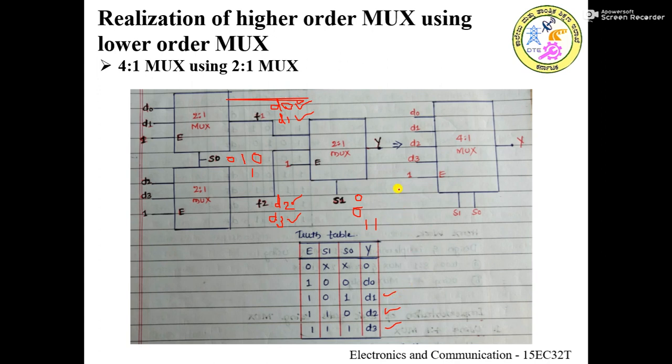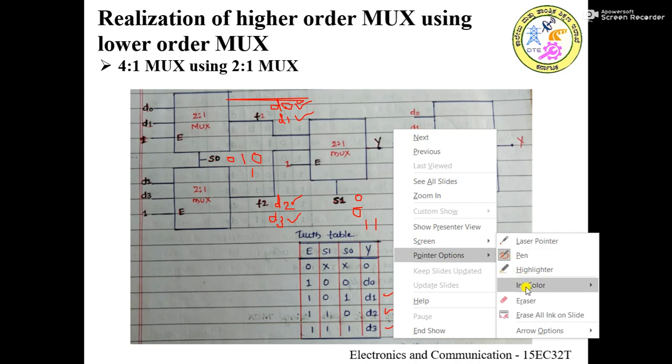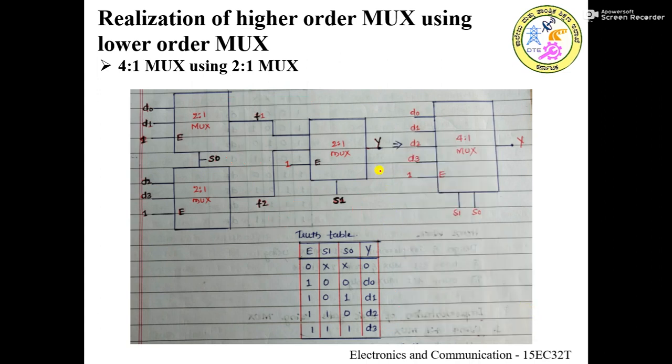I will erase all the annotations first. With this explanation, I should designate the select line which is shared among the first two multiplexers as S0, and for the second multiplexer I will designate the select line as S1. So I hope it is clear now.